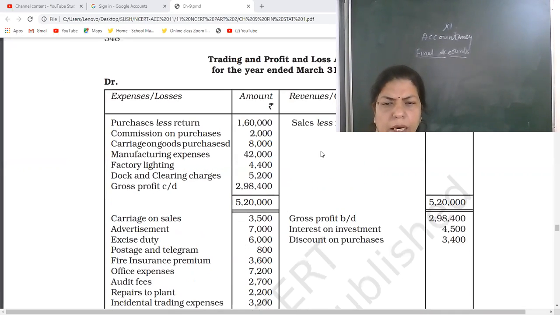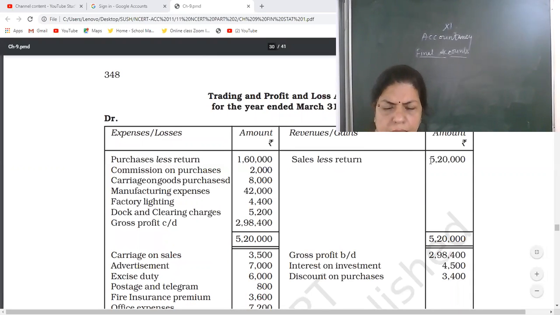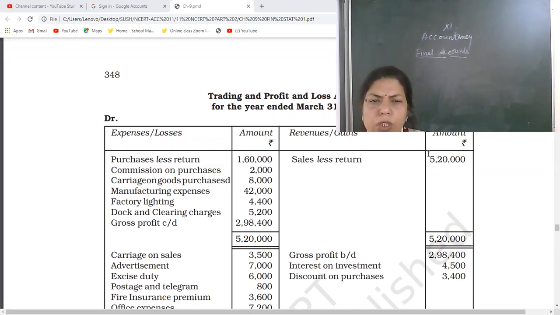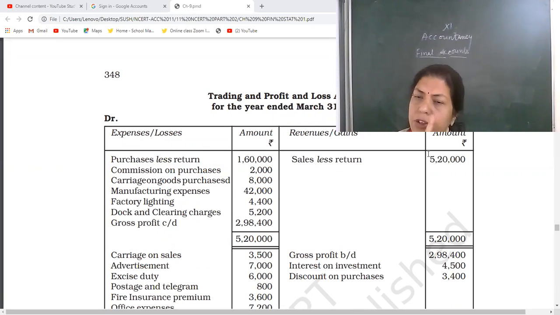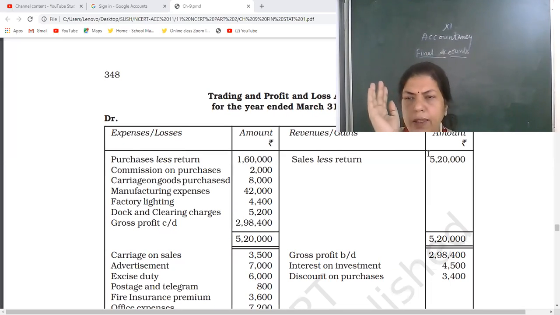Now see, By sales less returns, 5,20,000 is the net sales, so we have to enter here. But we are not writing closing stock in trading account. There is a reason behind that. Because closing stock is given in the trial balance itself, not separately. That's why it is to be shown only in the asset side. If that closing stock is given at the end of the trial balance, then we can take here.